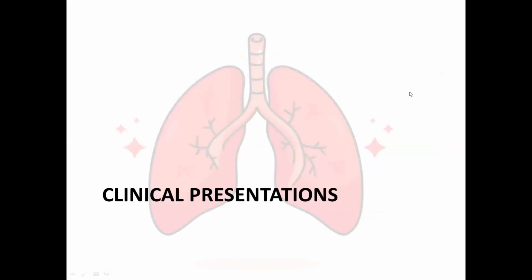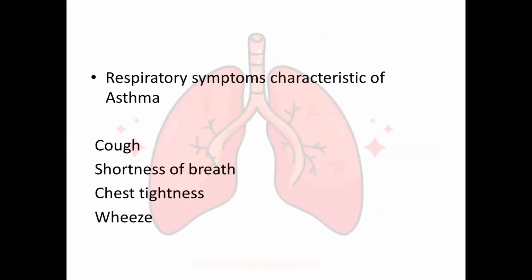Now we will see clinical presentations in asthma. The characteristic respiratory symptoms are cough, shortness of breath, chest tightness, and wheeze that may be temporally related to exposure to triggers or allergens. And the cough may be productive and tenacious and difficult to expectorate. Sputum in asthma often indicates underlying airway inflammation. Cough may be the only symptom, or it can manifest with other symptoms also.